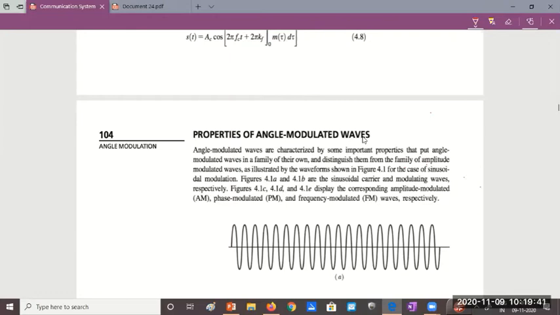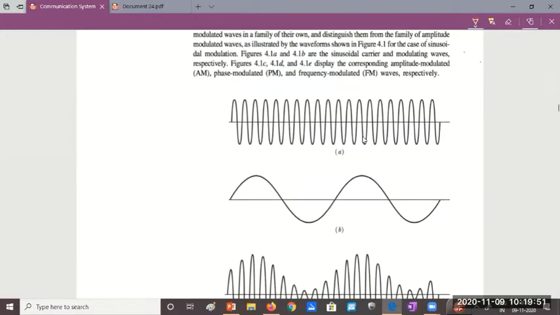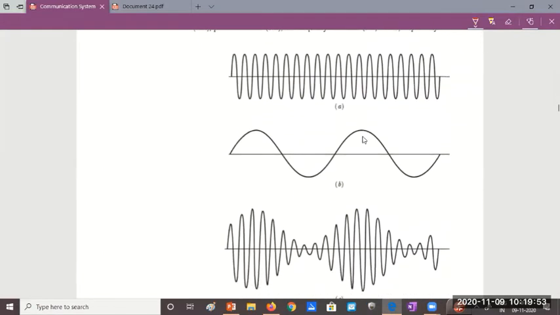Just before going to generation, I wanted to speak about properties of angle modulated signal. So what are those important properties of the angle modulated signal? See here, the waveform we had already drawn the other day. Just to show you again, if your message is a sine, you can see B represents the message, A represents the carrier, okay?